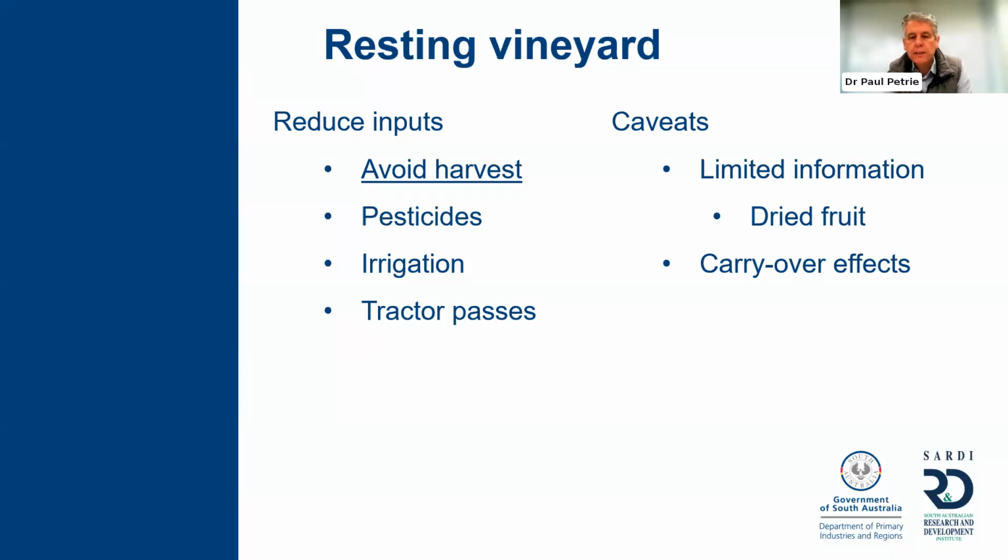Good. So what are we interested in for vineyard resting? We're wanting to know how to manage a vineyard if we're not expecting to harvest a crop. To do this, we want to reduce inputs. So things like harvest is a very expensive operation. Even harvesting onto the ground is relatively expensive. So if it can be avoided, that is a plus. But in conjunction to this, it would allow us to reduce the number of pesticide applications, the amount of irrigation applied, and generally the number of tractor passes through the vineyard, hence reducing costs.